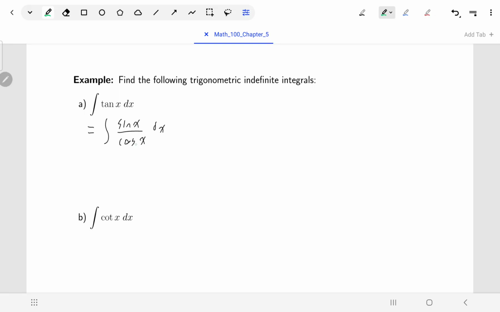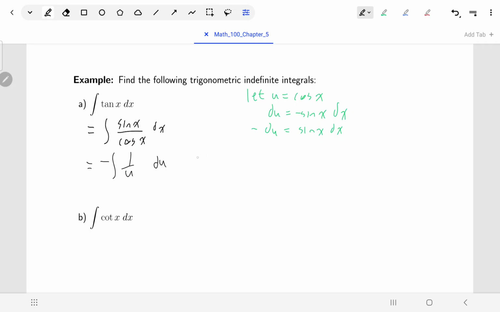I noticed that the derivative of cosine is negative sine, which is almost what I've got in the numerator. So if I were to let u be cosine, then du would be negative sine dx. Or in other words, negative du is sine x dx. So doing my substitution, I'll have that negative taken outside. Sine x dx, I'm replacing that with negative du, the negative, and there's the du. And u is replacing cosine of x.